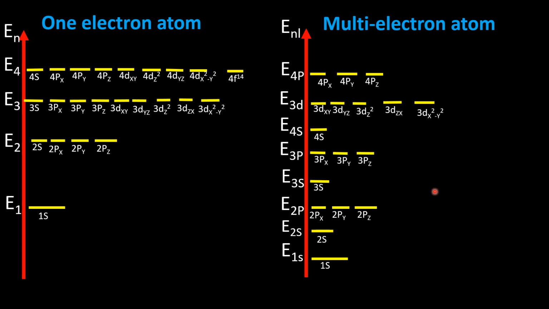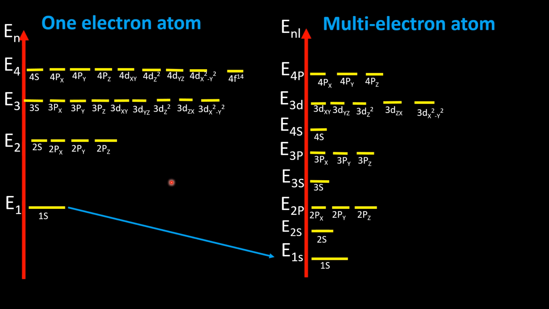Another important thing to notice here is that all states in the multi-electron atoms, that is 1s, 2s, 2p, 3s, are lower in energy than their corresponding states in the one electron system. This means that the 1s state of a multi-electron atom is lower in energy than the 1s of a one electron system. That is, it's more negative, or lower in energy, as compared to the 1s of a one electron system.